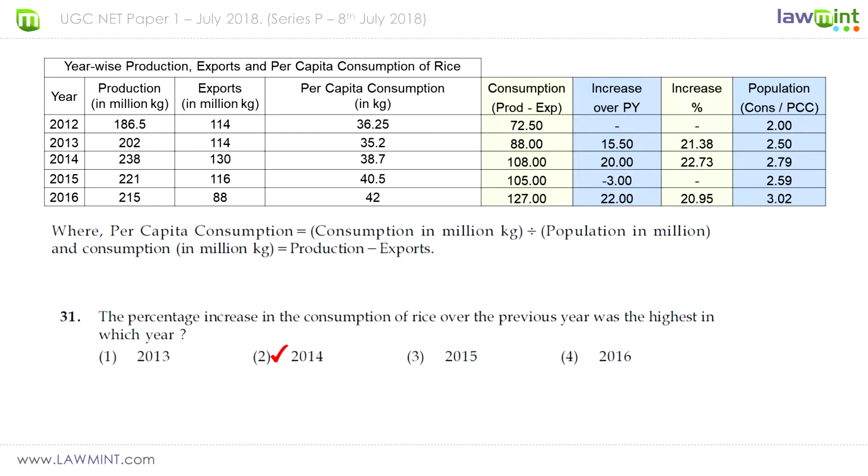The shaded columns in the table that you can see on the screen have been created by us for the purpose of calculation. The exam paper only has the table which is not shaded. Now, question number 31 asks in which year was there the highest increase in the consumption of rice over the previous year in terms of percentage.